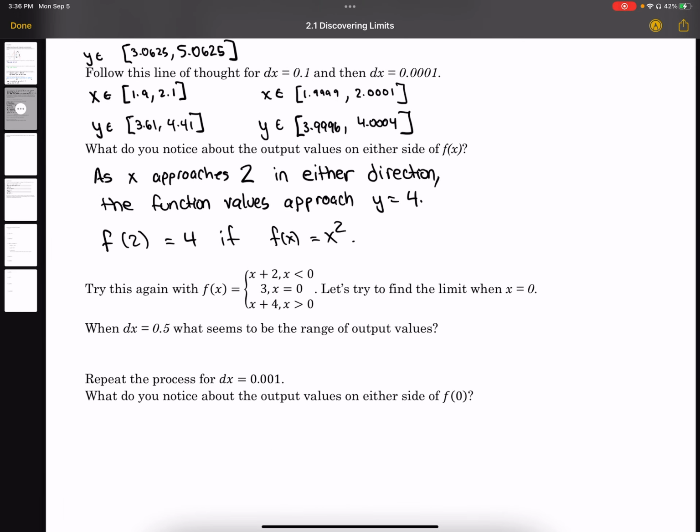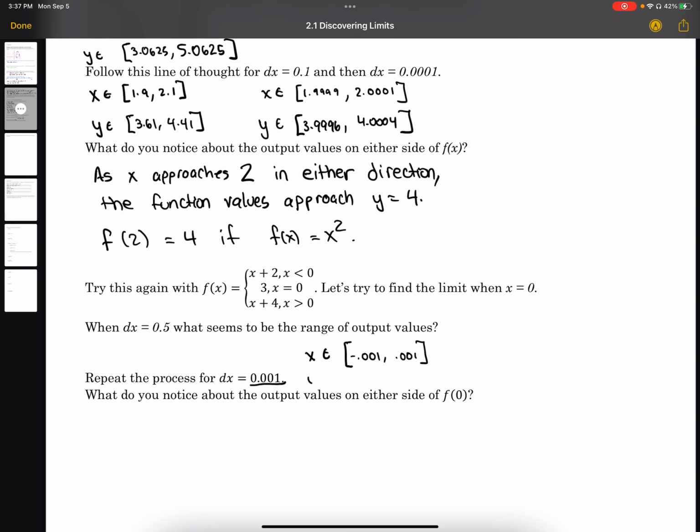So to cut down on the length of the video, let's skip straight to this step where we're very close to x equals 0, so like 0.001. So that's going to mean that our x's are in the range of, and we're finding the limit when x approaches 0, so our x's are in the range of negative 0.001 and positive 0.001. And since we have this piecewise function, let's see what happens to our y values.